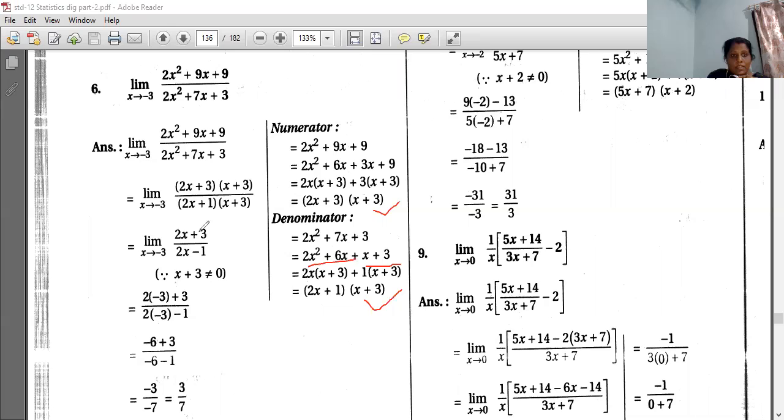Okay, so here x plus 3 and x plus 3 will be reduced, then 2x plus 3 and 2x plus 1. Then substitute the value, that is minus 3, that is 2 into minus 3 plus 3. So here it will be minus 6 plus 3 and minus 6 plus 1. So that will be minus 3 upon minus 5. That comes to 3 by 5. Okay.